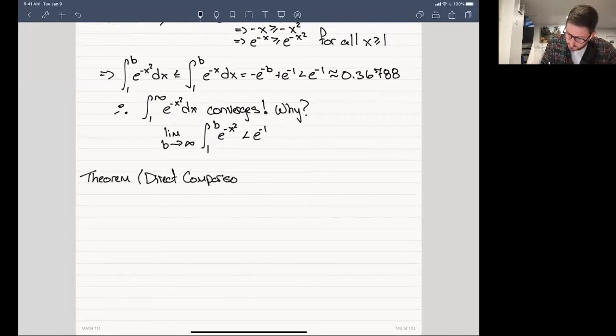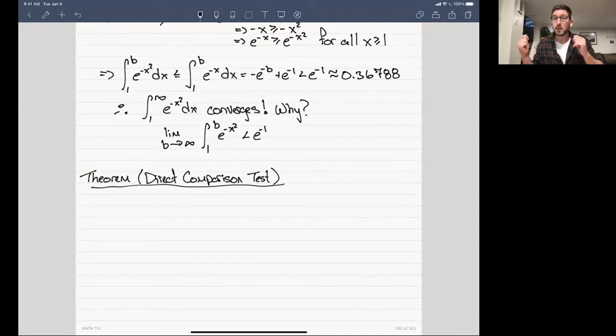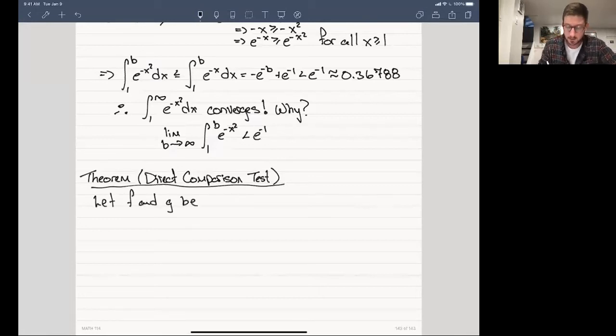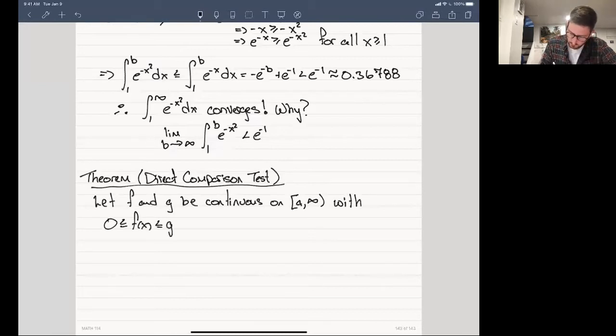It's a comparison test because it's allowing us to compare two functions together to see, if we understand one of them, then we can use it to understand the other one as well. So let's let f and g be continuous on a to infinity, with 0 less than or equal to f of x, which is less than or equal to g of x, for all x greater than or equal to a.